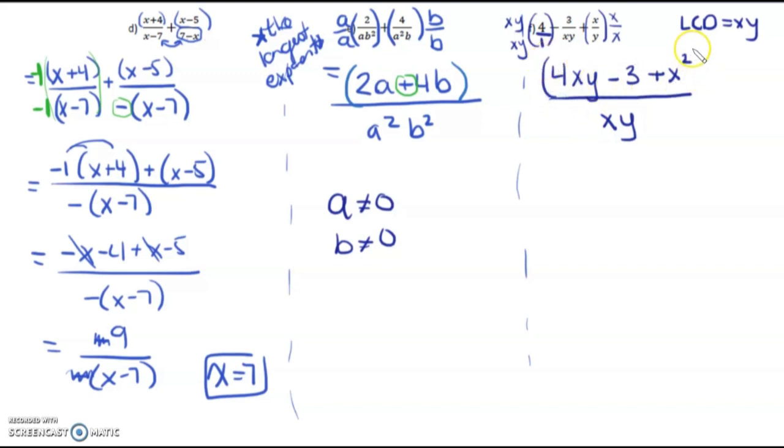Again, because there's plus and minuses on the top, this acts as one full expression, and nothing's identical in the denominator, so we can't cancel out. x cannot equal 0, y cannot equal 0.